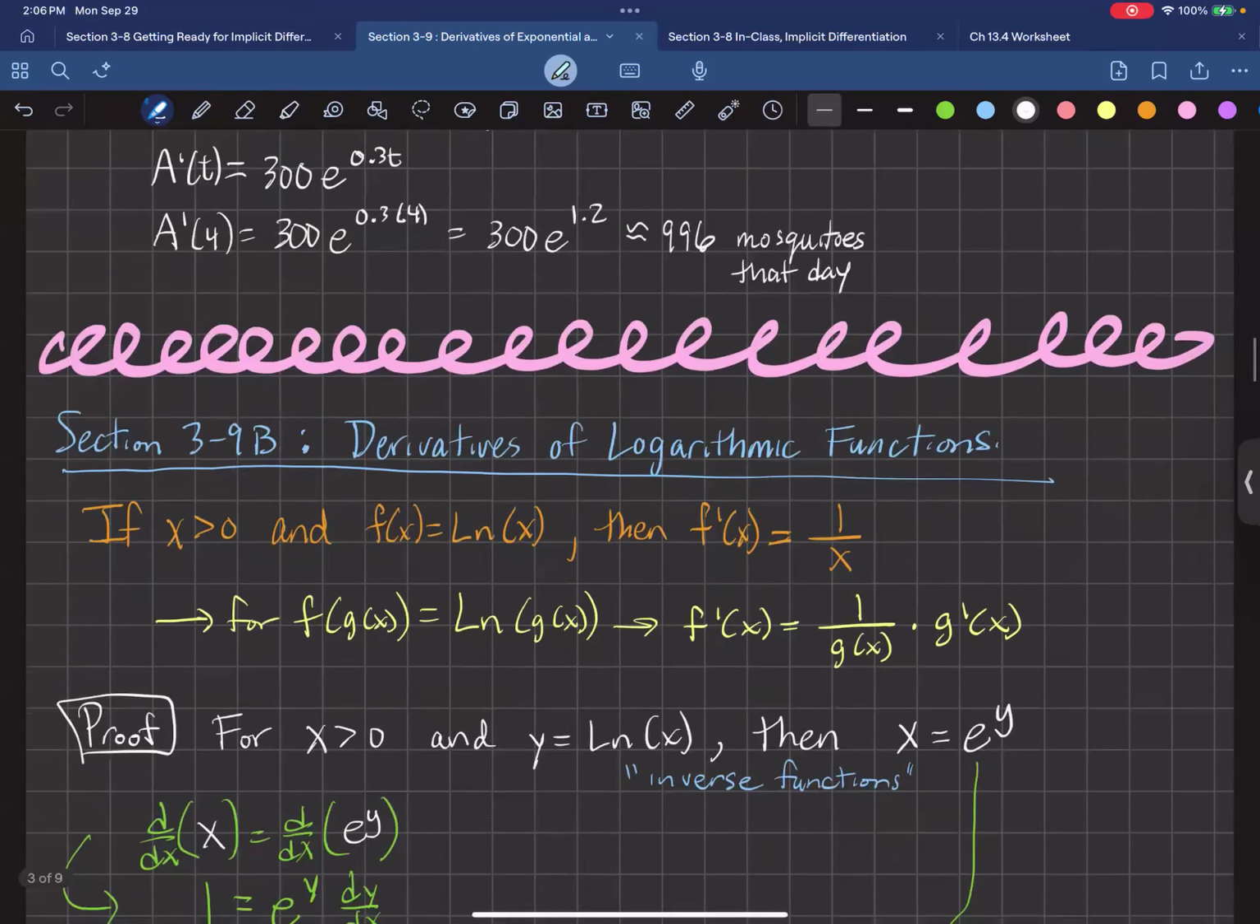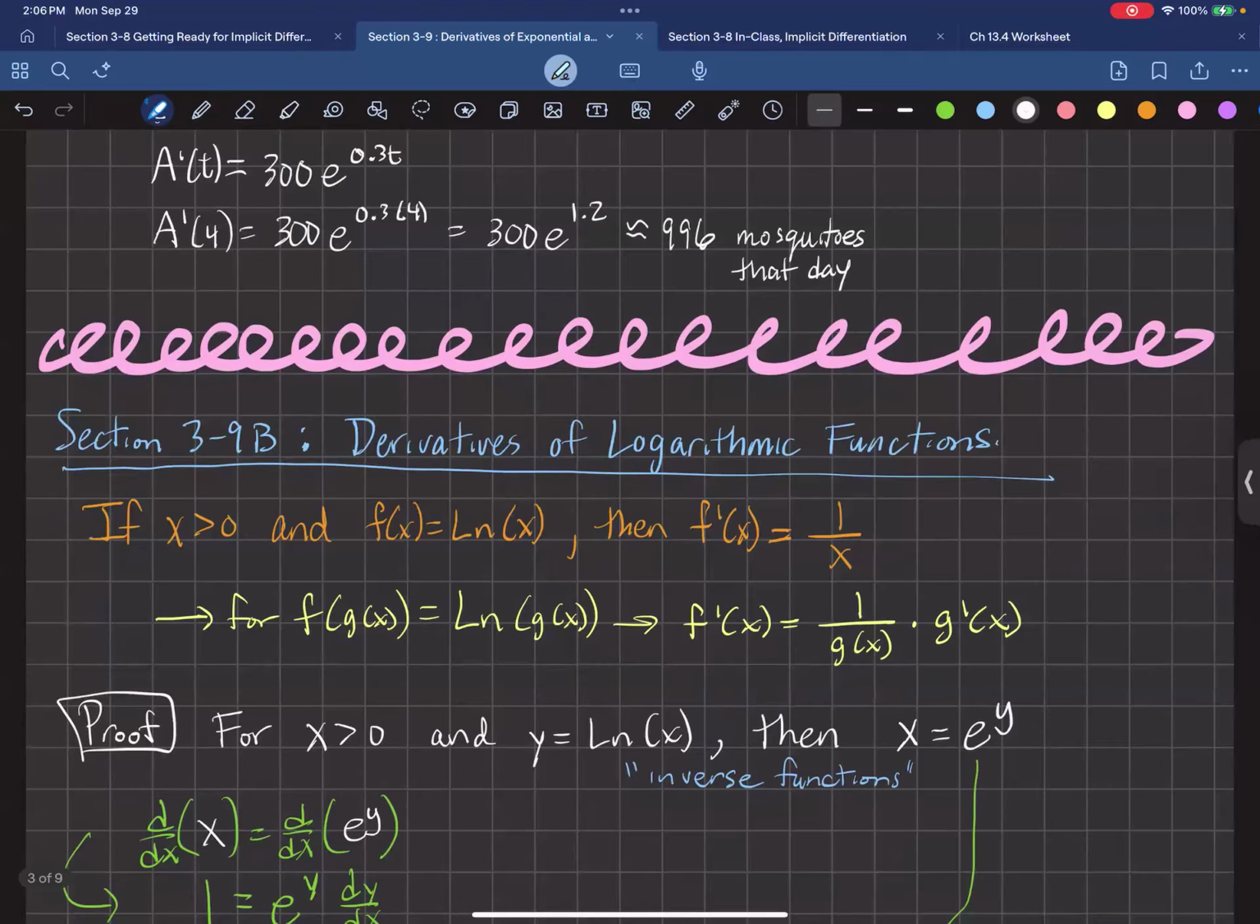We can give a proof though. For x greater than 0 and y equals natural log of x, then x equals e to the y. I said inverse functions there, but that's not true. Those are just different ways of writing the same thing. So let's get rid of that wrong script right now.